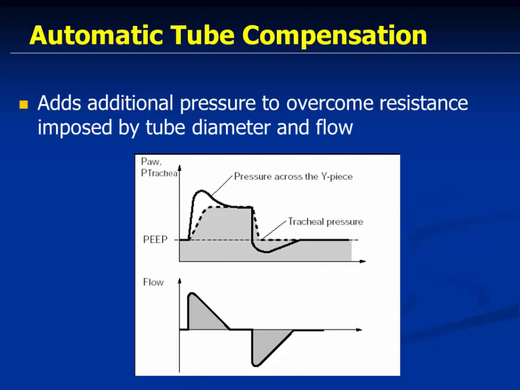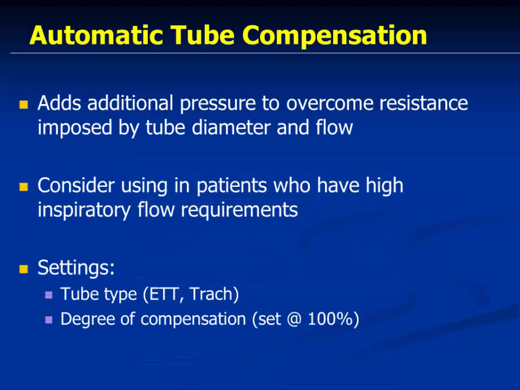So because of that thing, tubes are pretty standard nowadays. Ventilator automatically knows that the flow which ventilator is delivering to that particular breath, how much resistance that will create, and ventilator automatically increases the pressure to counter that resistance. Same thing is happening. Consider using in the patients who have high inspiratory flow requirements. So those patients, COPD patients who are having very high inspiratory flow, you can use those parameters.